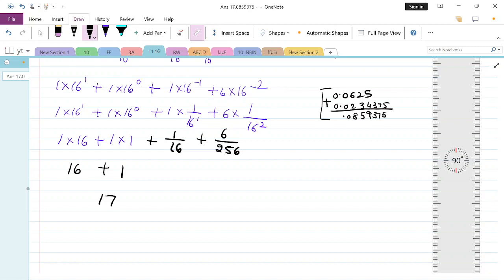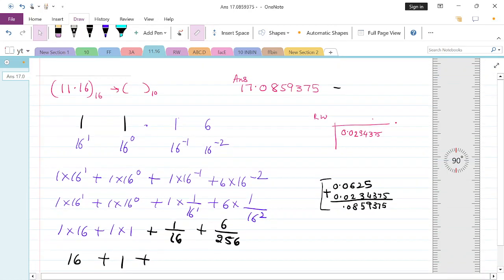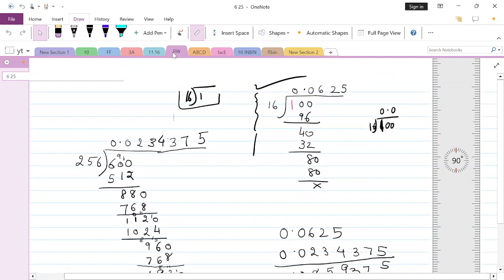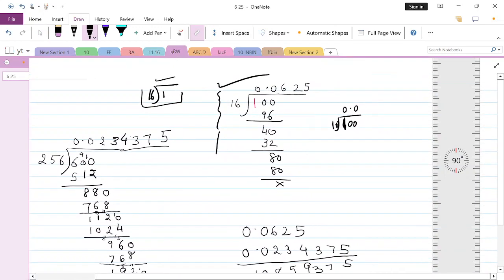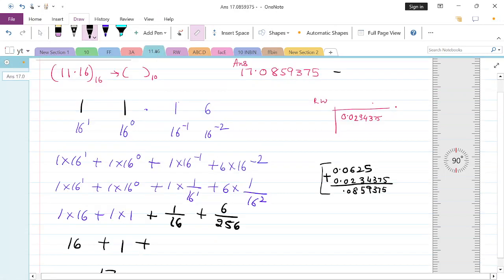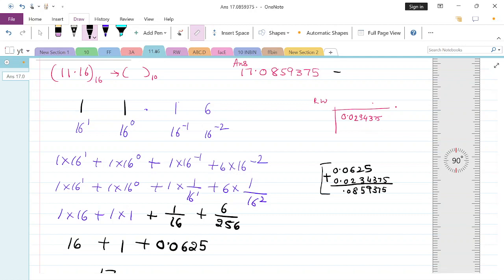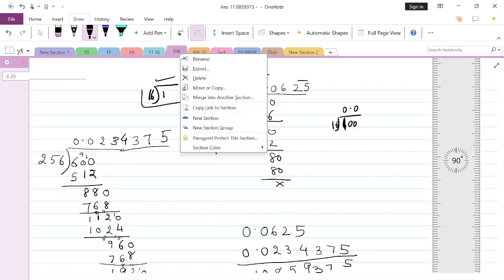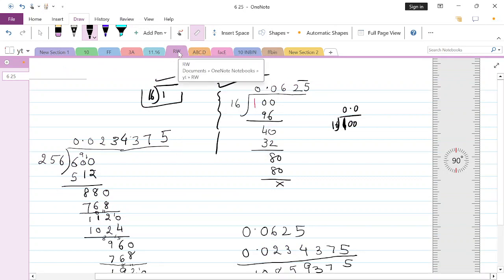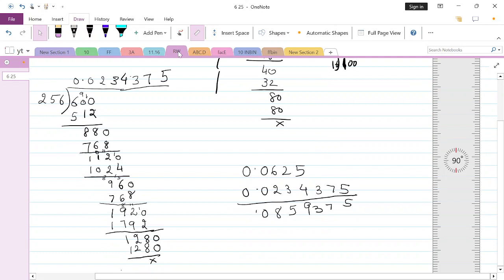Now what about that fractional portion? 1 by 16. You can just use your calculator, or I have already done this rough work over here. This is how you calculate it, and then you will get this number. So what I'm getting over here is 0.0625 plus 6 divided by 256. It will give me this long number. That has already been calculated for you. If you have a calculator, you are allowed to use calculators. This is the number which you get.